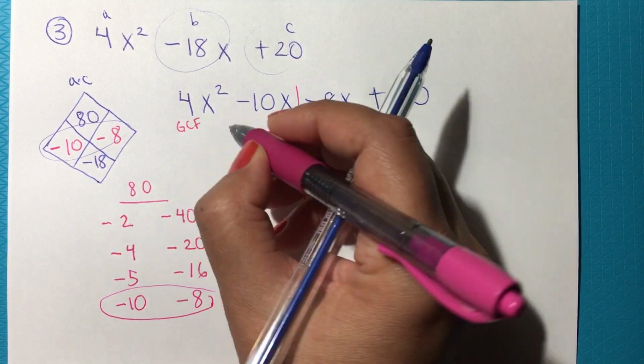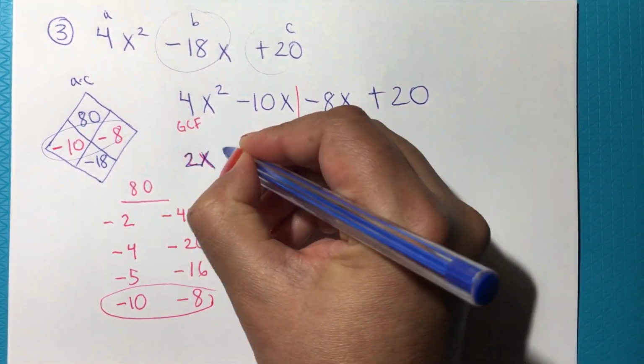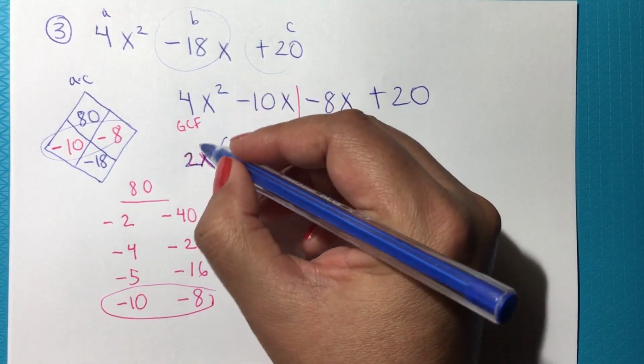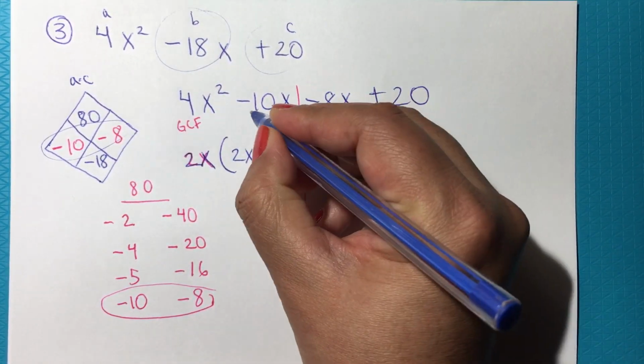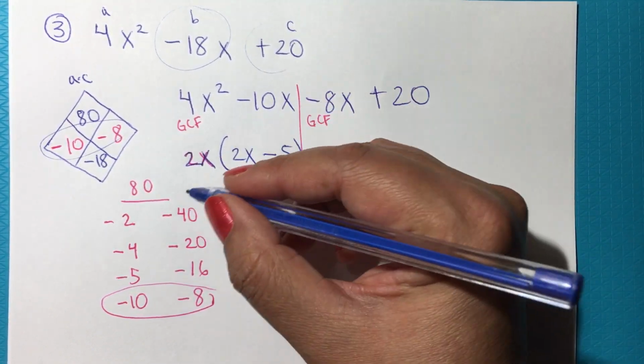And so in this case, it will be 2x. 2x and start dividing. 4x squared divided by 2x is 2x. Negative 10x divided by 2x is negative 5, because x divided by x cancels.